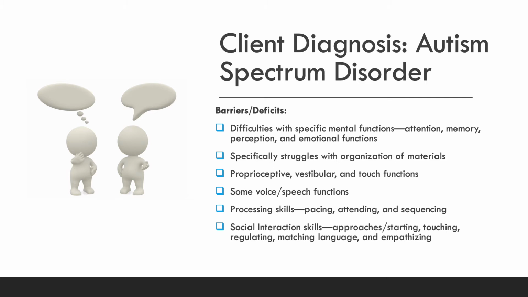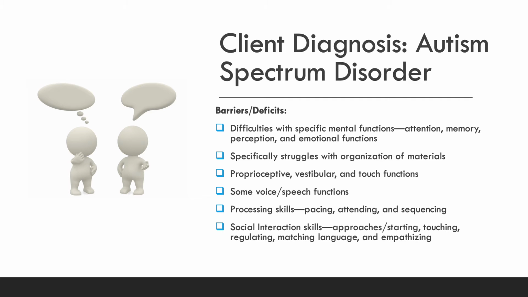Next, we will be looking at barriers and deficits that she might face. She does have difficulties with specific mental functions, such as attention, memory, perception, and emotional functions. She specifically struggles with organization of materials. Caregivers note that her room at home is very disorganized, and she also is disorganized at school with her desk and her locker. She also has deficits in proprioceptive, vestibular, and touch functions. Caregivers also describe Linda as careless or off balance sometimes.